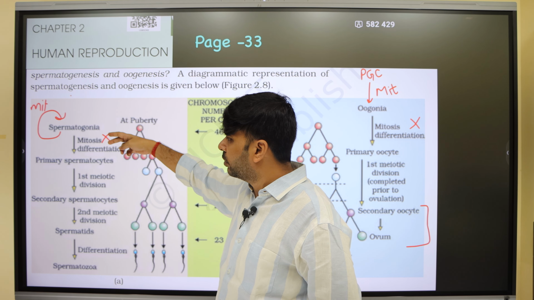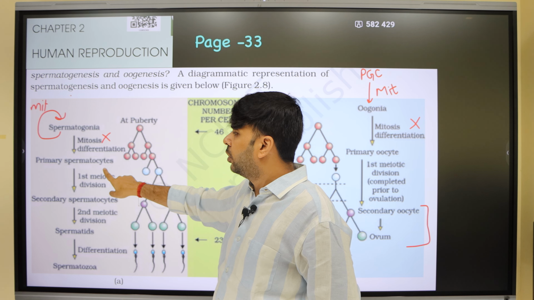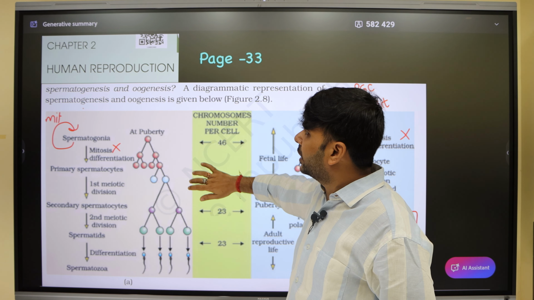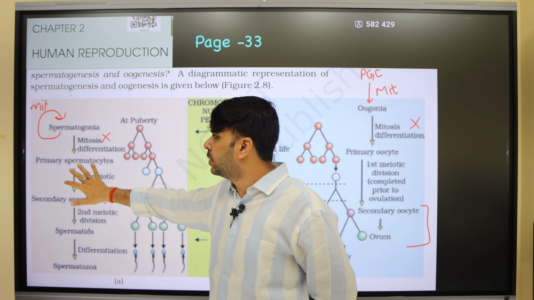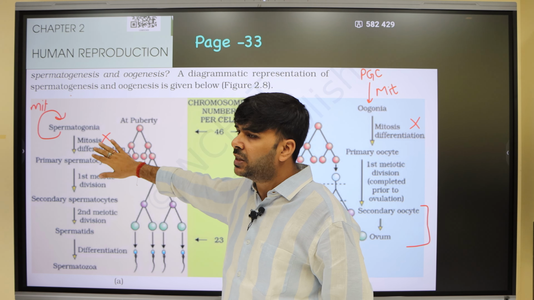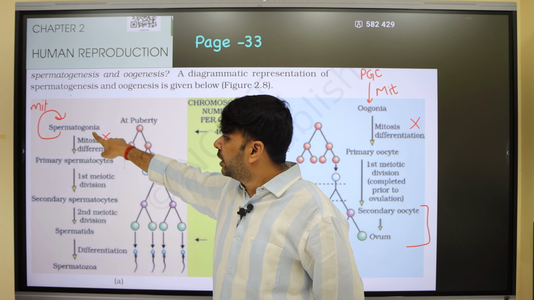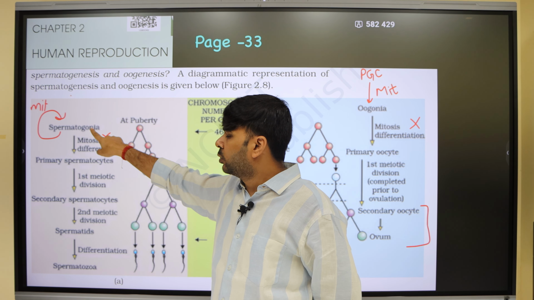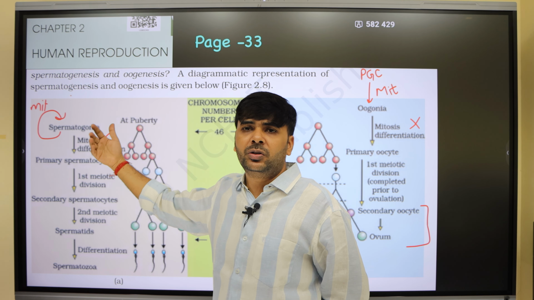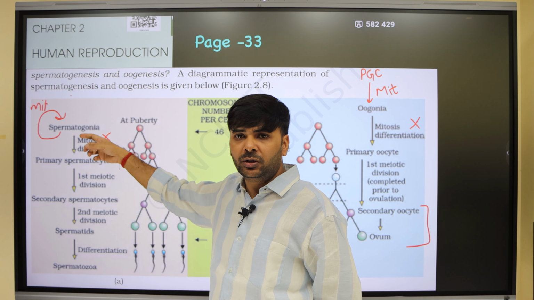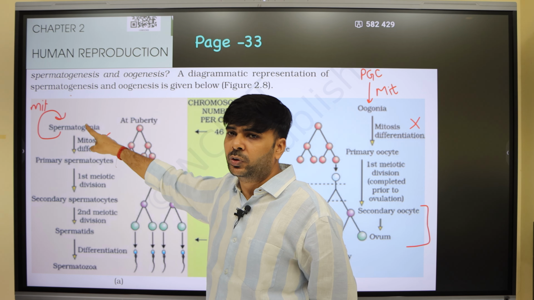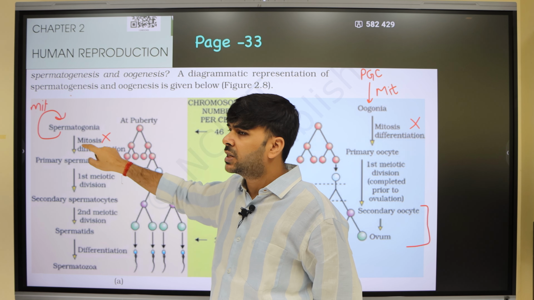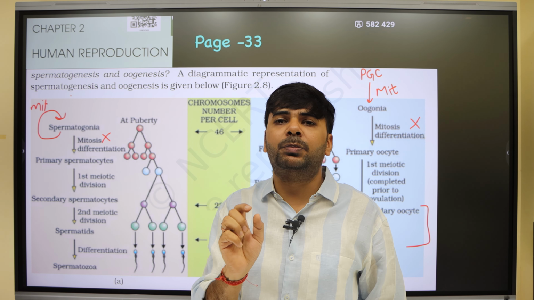Here it's written mitosis and differentiation to form primary spermatocyte. So exactly, primary spermatocyte is formed by differentiation, not mitosis. Spermatogonia are formed by mitosis. Spermatogonia, again and again with mitosis, more and more spermatogonia are formed. So here mitosis is responsible for multiplication.